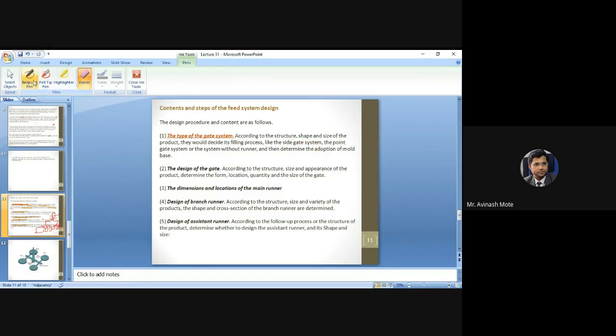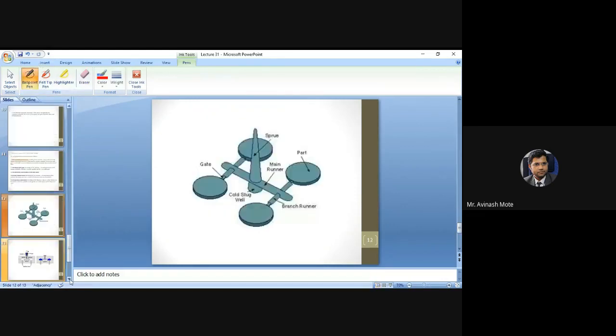Here I think I have mentioned. Look at here. This is the central sprue. Now see, these are different branches: this is the main runner, and this is a branch runner. If more products are there below this, then we require the auxiliary runners or the sub runners. Getting it? This is the cold sludge well. This point was remaining.